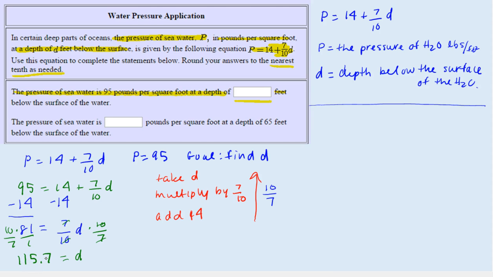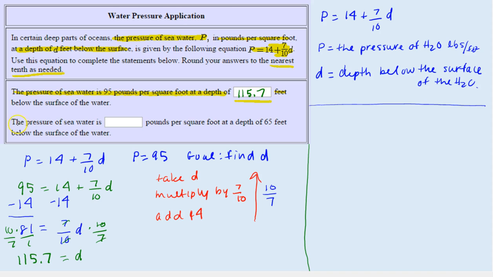So, putting in this phrase, the pressure of seawater is 95 pounds per square foot at a depth of 115.7 feet below the surface of the water. Let's look at the next one.